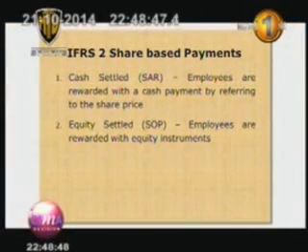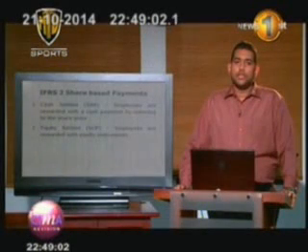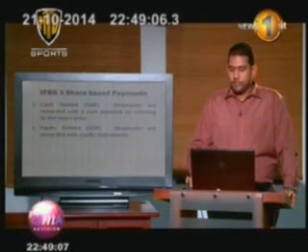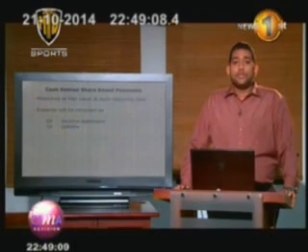So let's see the two categories, cash settled and equity settled. In cash settled, employees are rewarded with a cash payment by referring to the share price. In equity settled, employees are rewarded with an equity instrument. The shares are being given to the employee at the end of the given time period. Let's see how the accounting is going to happen.